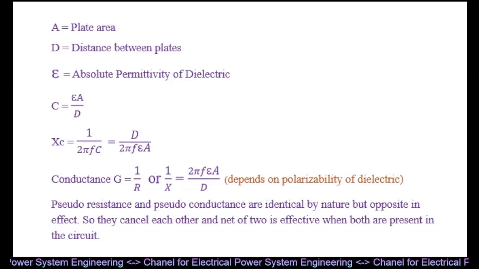Pseudo-resistance and pseudo-conductance are identical by nature but opposite in effect. So they cancel each other, and the net of the two is effective when both are present in the circuit.